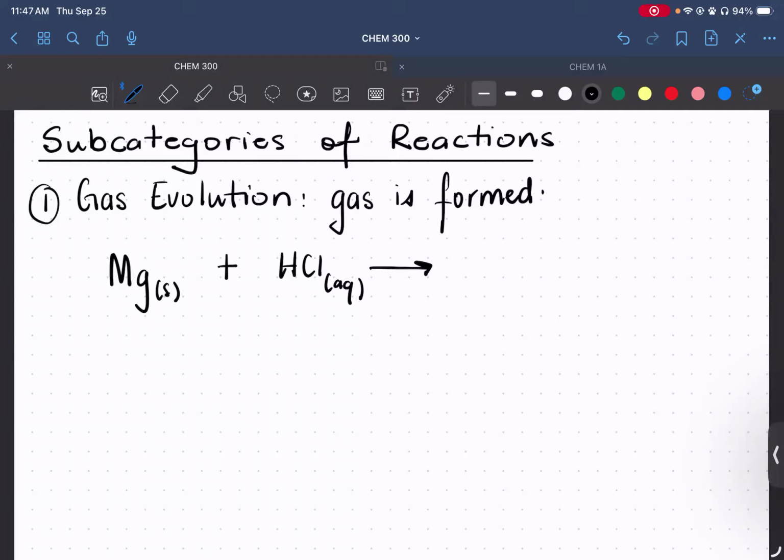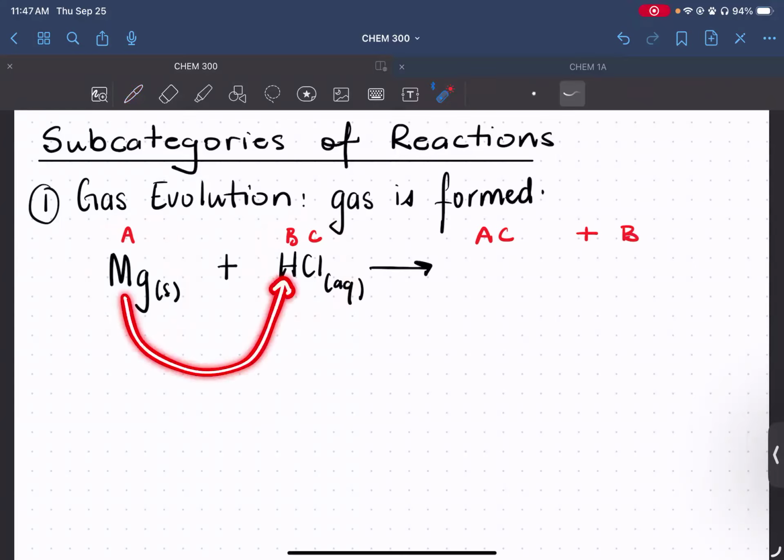Remember the steps. The first thing we're going to do is identify the archetype. We have a single element reacting with a compound. So this means this will be A plus BC leads us to AC plus B. How do I know specifically that the magnesium will replace the hydrogen? They're both cations. Like replaces like.